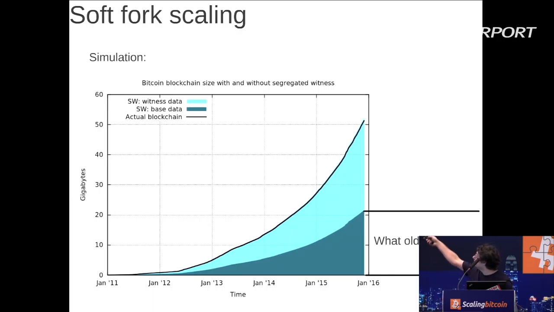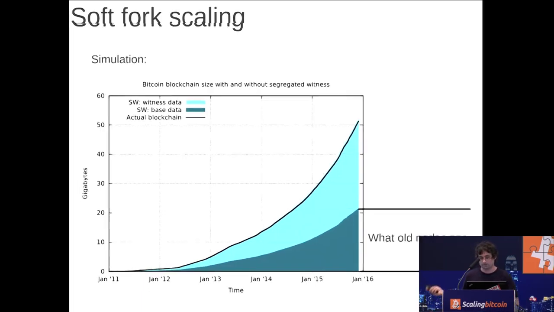So the black line at the top is the actual size. The dark blue part is the base data without the witness, and the light blue part is the witness data. And it's important to see that the dark blue part is the only thing that all nodes see, and it is the only part that the block size limit applies to. So I guess you can hear this coming. We can increase the block size with a soft fork this way.